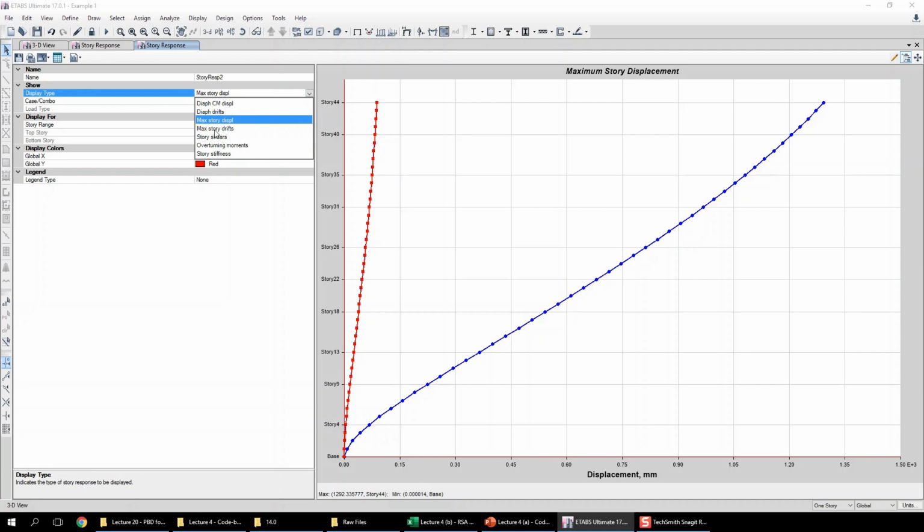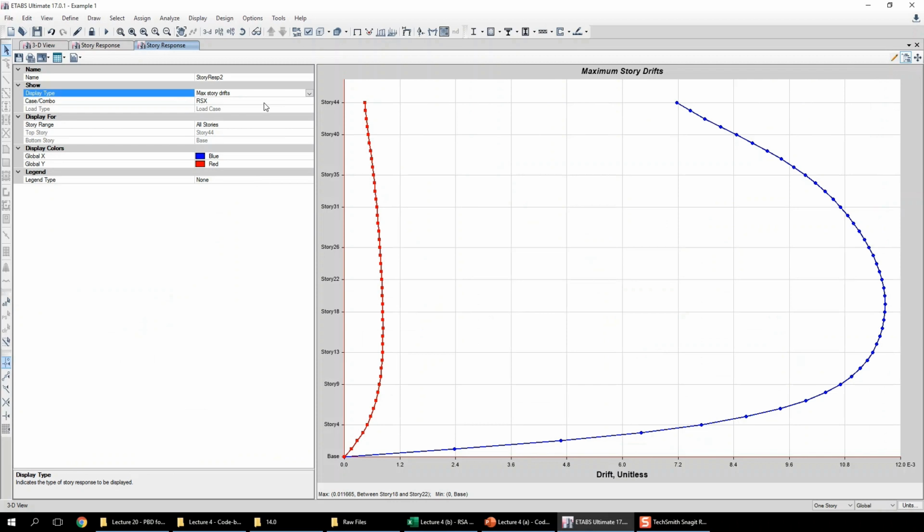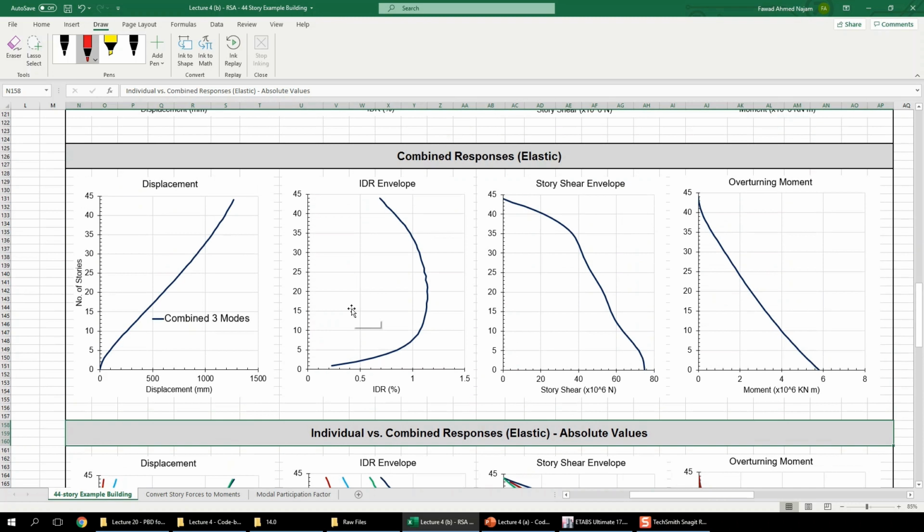For example, inter-story drift ratios, maximum story drifts. So you can see here, this is the X direction story drift, this blue line, and the peak number is somewhere around 0.011665, which means around 1.1%. So I will go to my Excel sheet, and here you can see that the maximum story drift is around 1.1%, and the shape of the curve is also matching with what we are getting in ETABS.